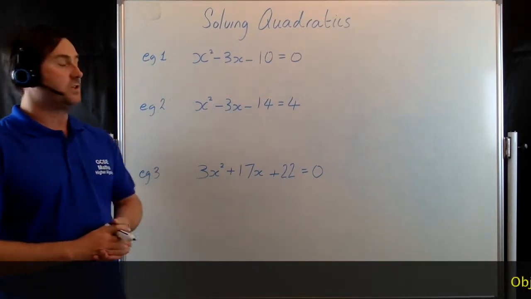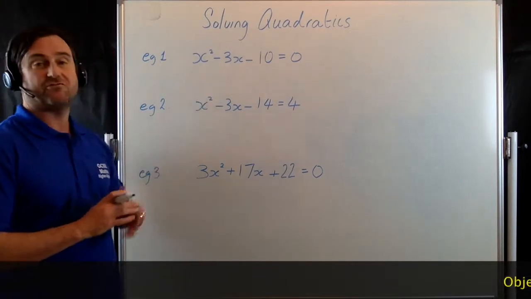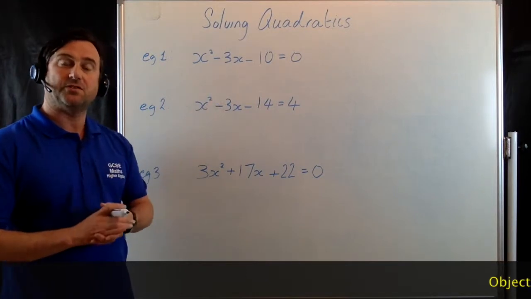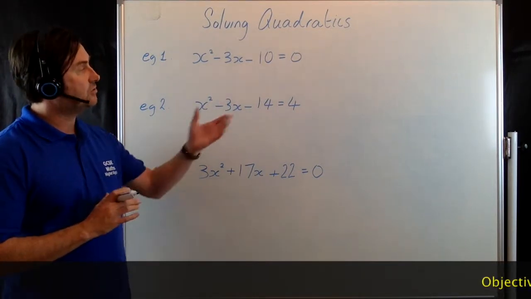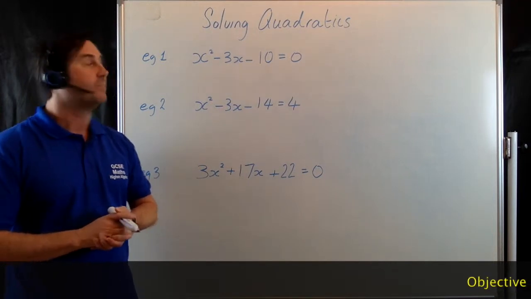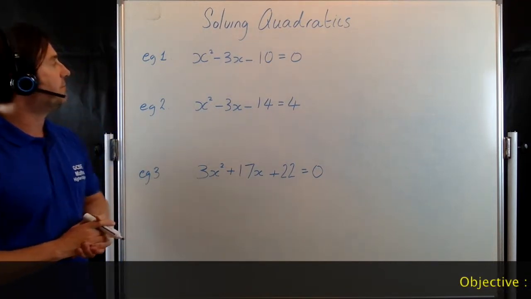We've got three examples here that we're going to do and they get progressively harder. If at any stage you're not sure and you need some help on this, you can refer back to my tutorial on factorising quadratics as well. That could help. So example 1.